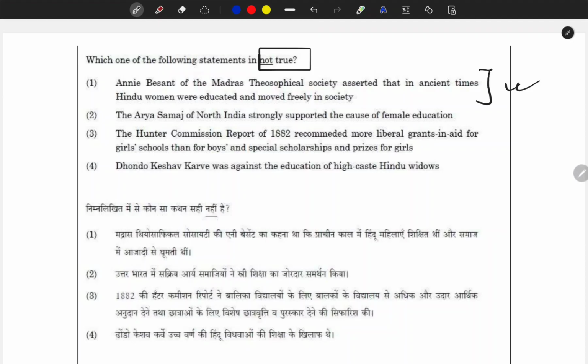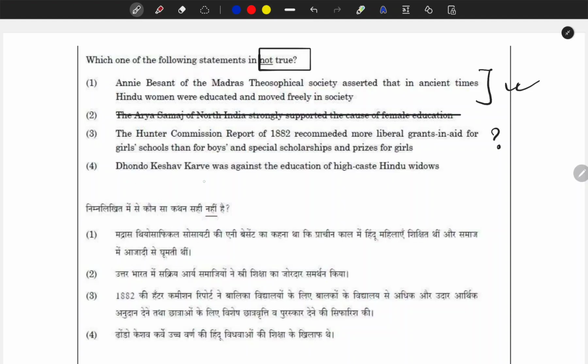The Arya Samaj of North India strongly supported the cause of female education. This is true. The Hunter Commission report of 1882 recommended more liberal grants-in-aid for girls' schools than for boys', and special scholarships and prizes for girls. We don't know about this fact, but this is also a progressive fact. We will think about that later on. First thing is that this cannot be our option. This is correct, that thing we already know.